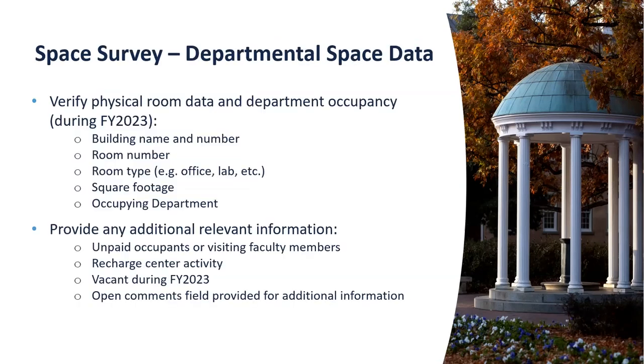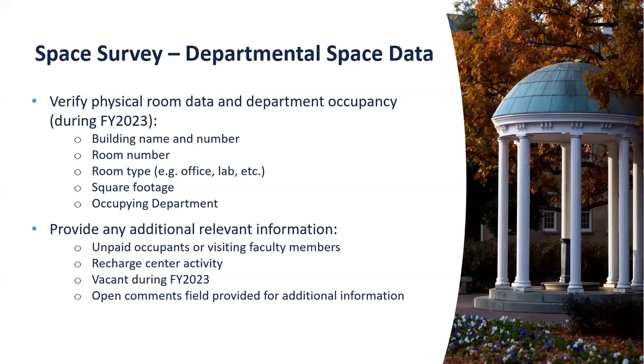On the next slide we'll talk about the two-step process that we do during the space survey with the academic department. The first step in the space survey is to go to the academic departments that we select to survey and ask them to verify and identify all of their space. We will provide you a list of SPOTS, and then we'll ask you to verify the physical room data that you occupied during FY23.